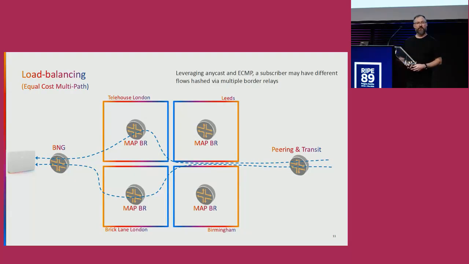Likewise, because it's stateless, and now that we're using anycast, we can actually use ECMP for load balancing across devices as well. Because there's no need for expensive state signaling, multiple flows to one end user can go via multiple BRs at different locations.